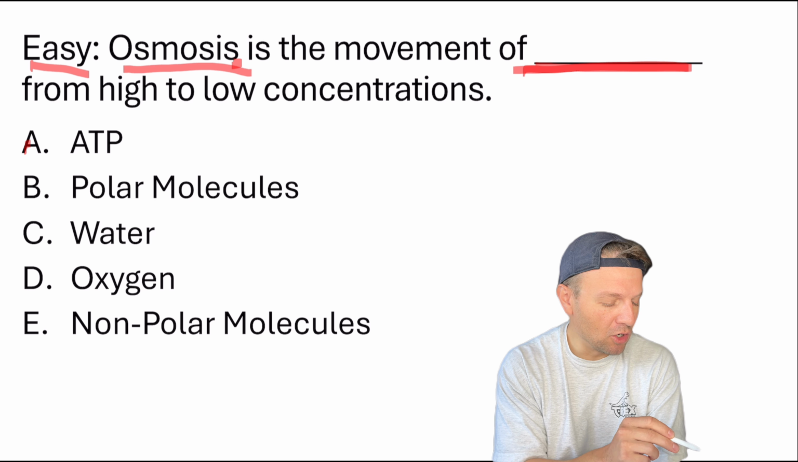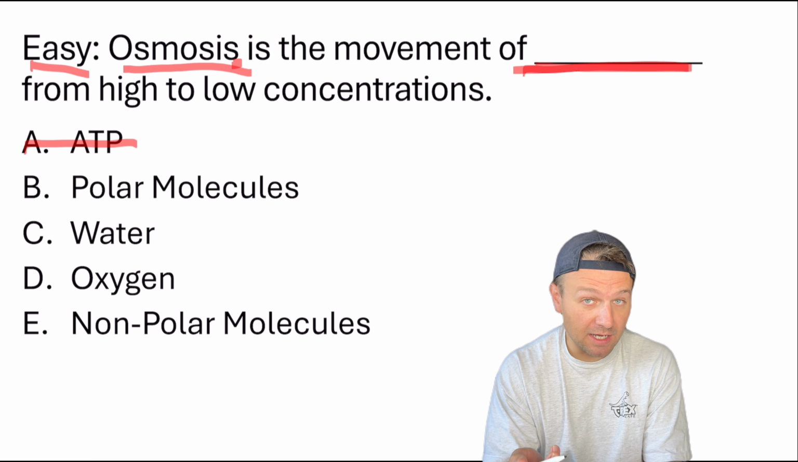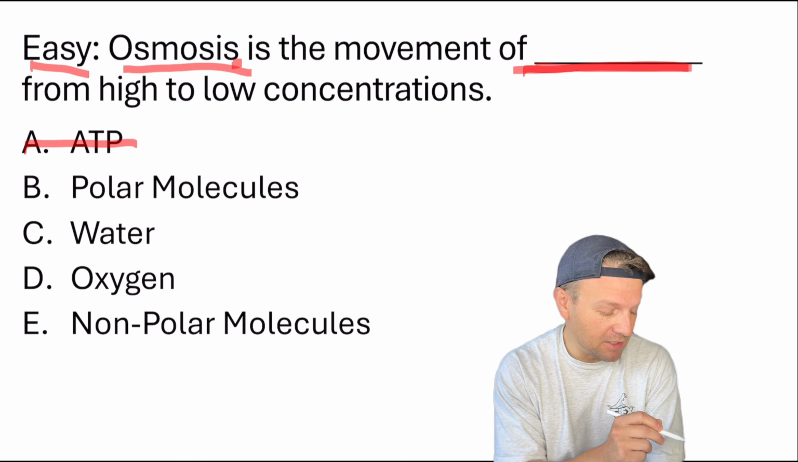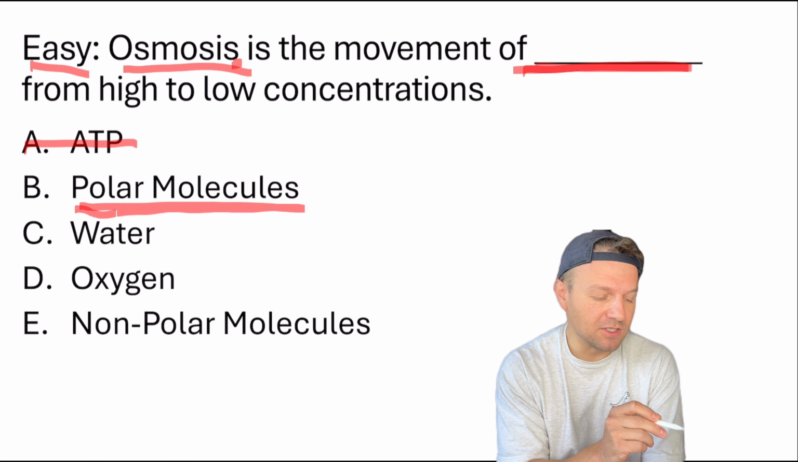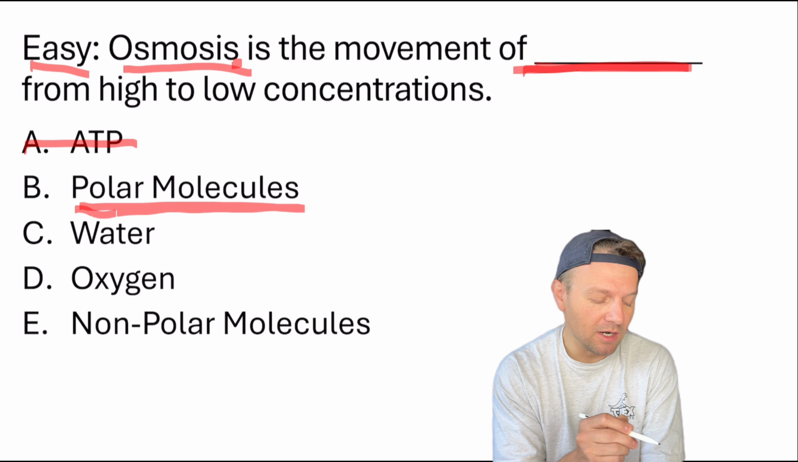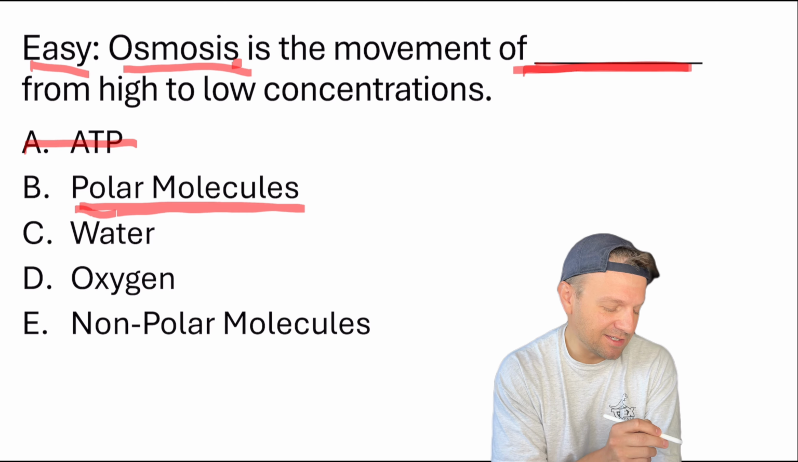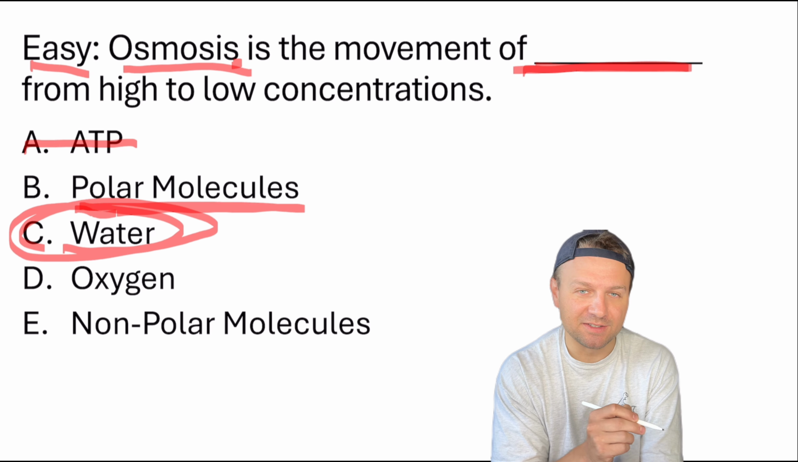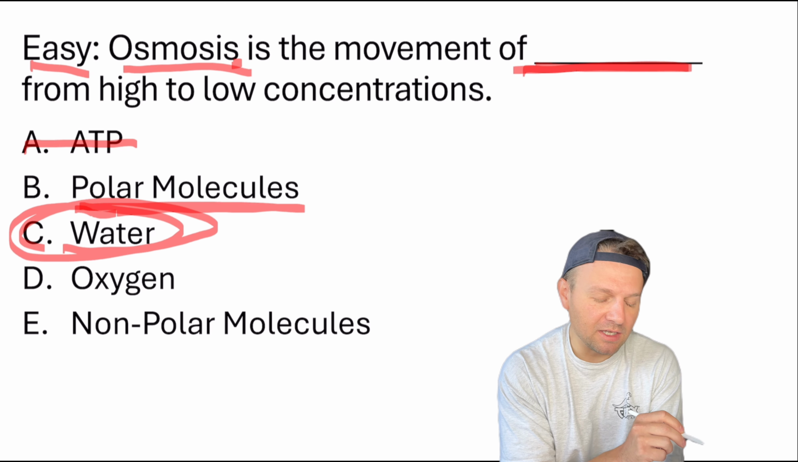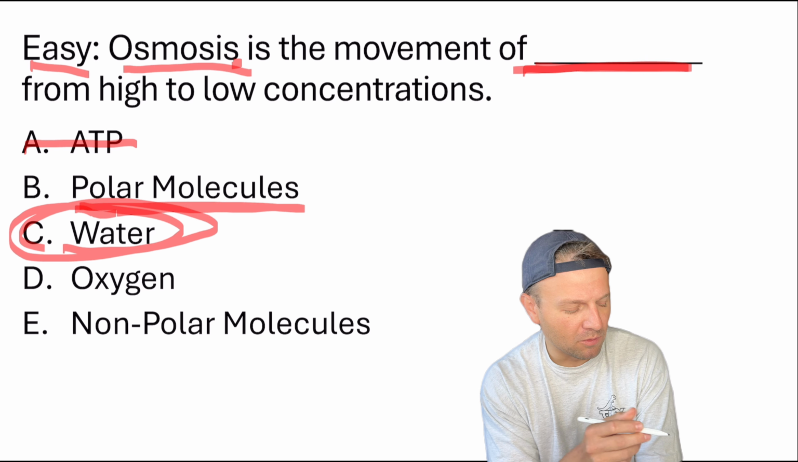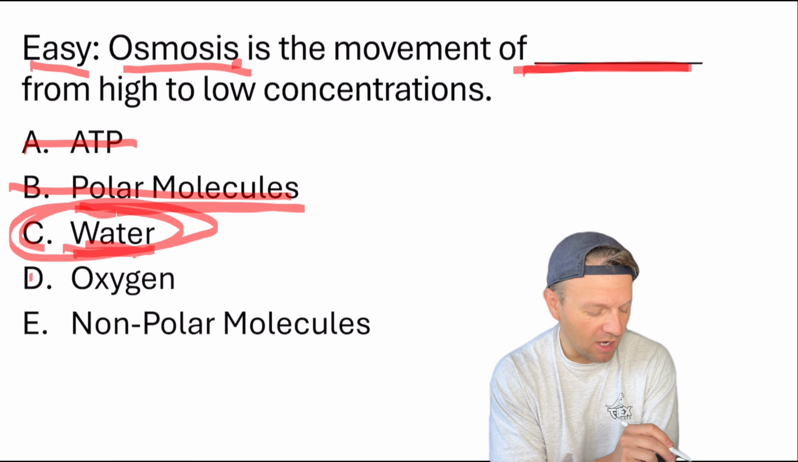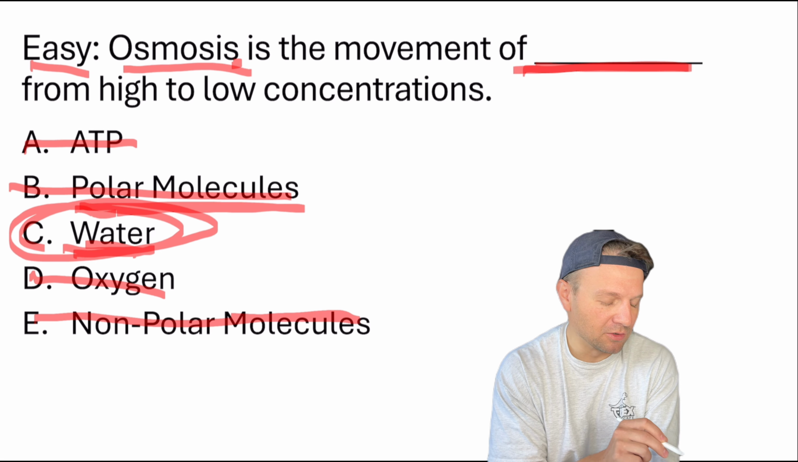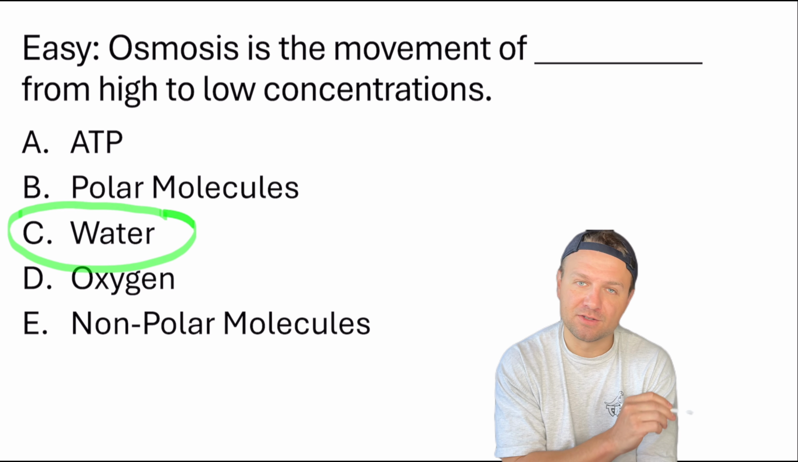A, ATP, nope. In fact, osmosis is passive transport, so it's not even going to use ATP. B, polar molecules. So that one's an interesting one because osmosis is going to be the movement of water, and water is polar, but let's see if there's a better answer. C obviously is the best answer here because it is water. Even though B is polar molecules, it's not all polar molecules, it's just saying water. So B is not the answer. Looking at D, oxygen, nope, and then E, nonpolar molecules, and this is why C is the right answer.